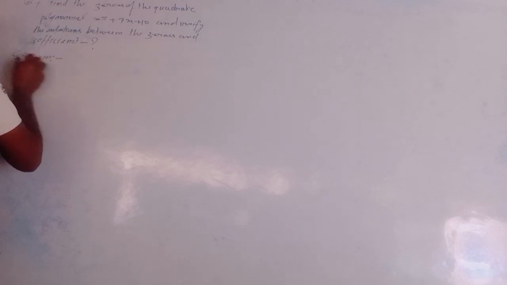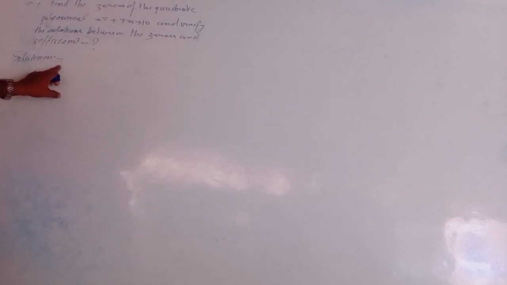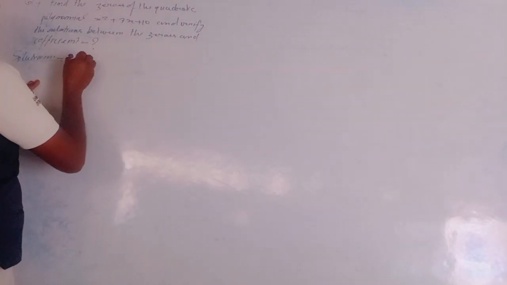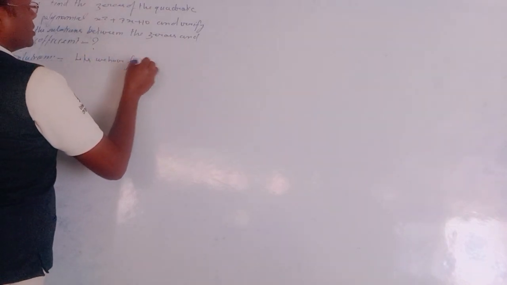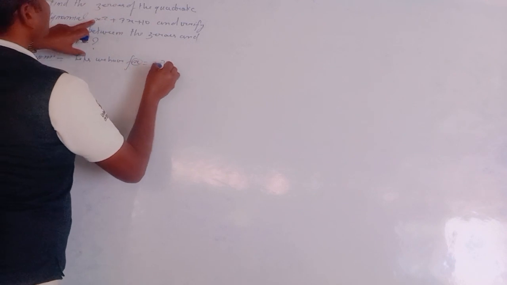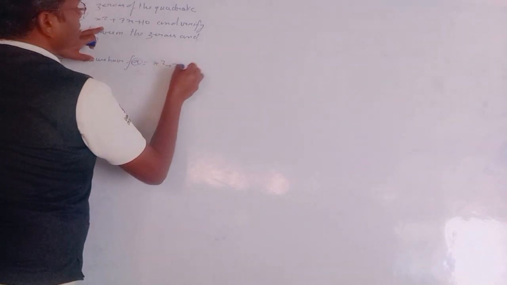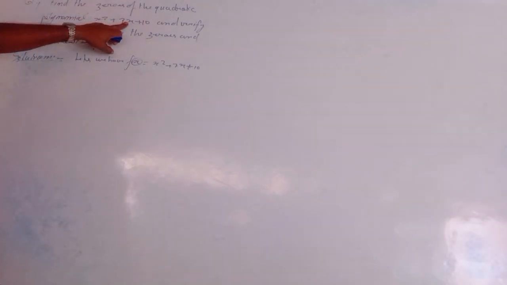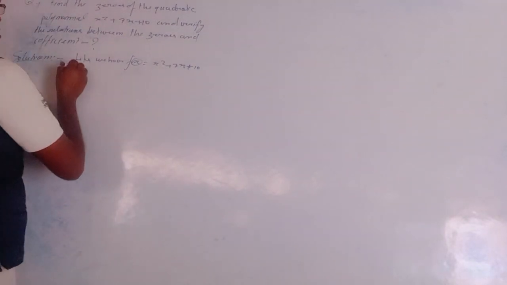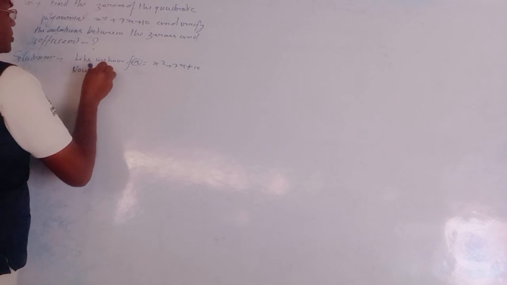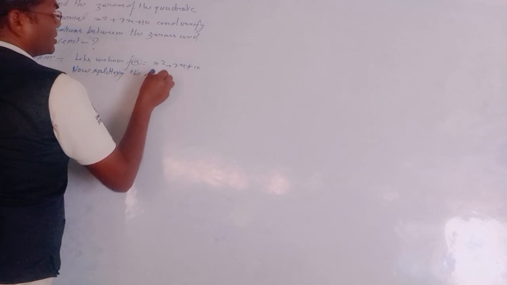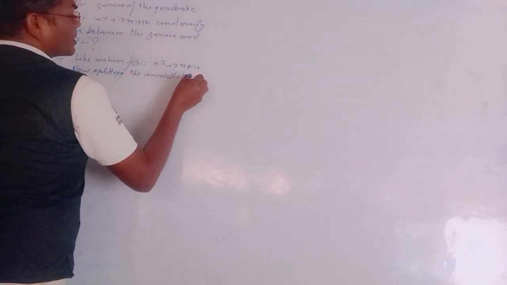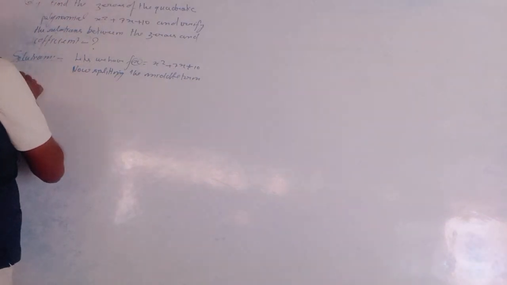Solutions. So first of all, we know that let f(x) be equal to x square plus 7x plus 10. This is the given polynomial. Now splitting the middle term.